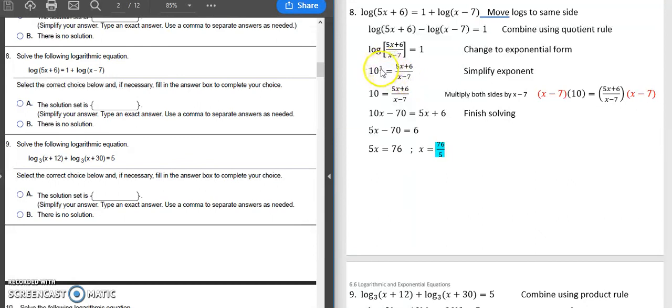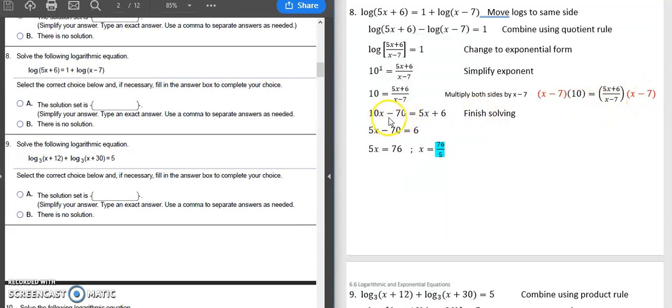We can simplify 10 to the first power. That's simply just 10. Now we can multiply both sides by this denominator here because we want to take our variable out of the denominator. So we'll multiply everything by x minus 7 on the left and the right. We'll have to distribute this 10 times x minus 7. That gives us the 10x minus 70 over here on the left side. And then when we do this expression times x minus 7, these x minus 7 simply cancel out.